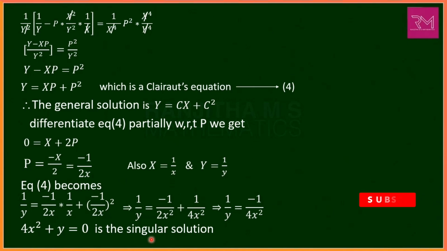This completes the problem. These are all some of the problems on Clairaut's form of equation and reducible to Clairaut's form of equation. In the next video, we study the self-study topic in module 3.